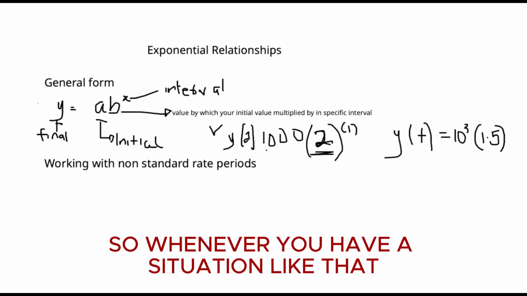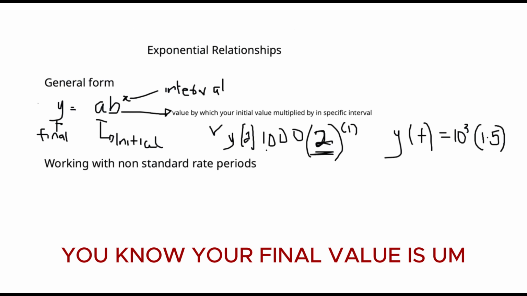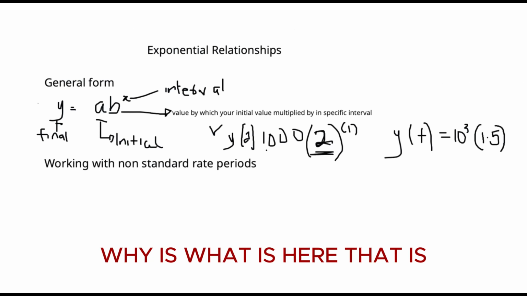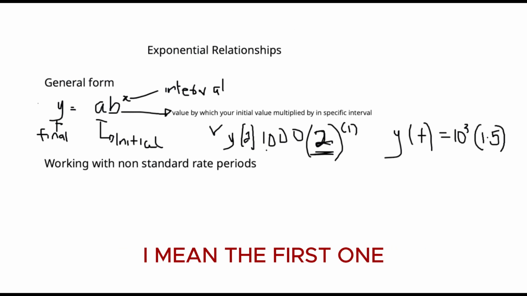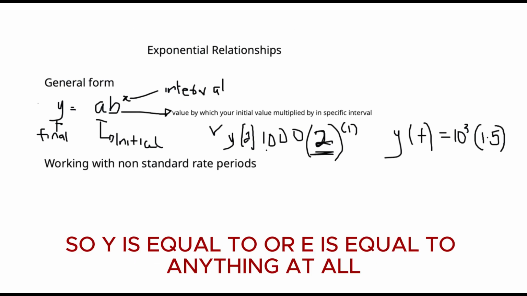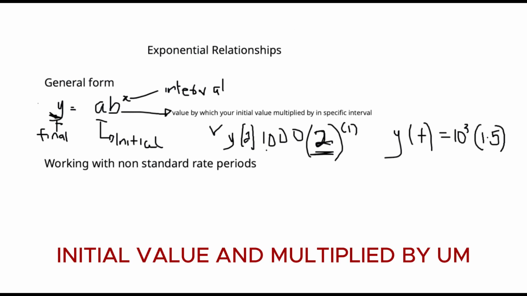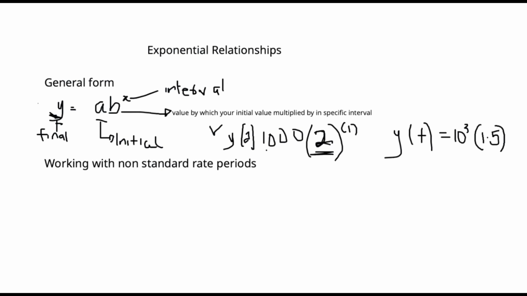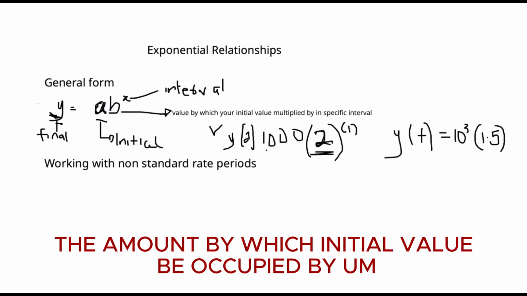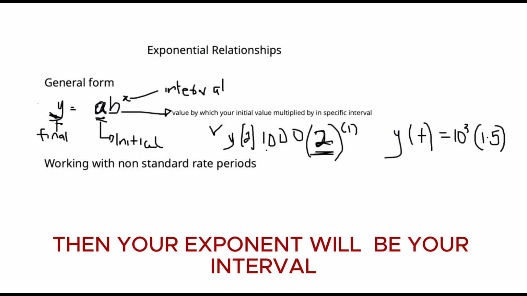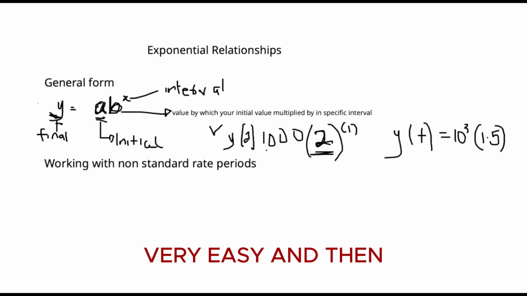So whenever you have a situation like that, you know your final value is what is here, that is, the first variable. So y is equal to, or a is equal to anything at all. B is equal to. Then the first one you see here is your initial value, multiplied by the amount by which your initial value will be multiplied in a specific interval. Then your exponent will be your interval. Very easy.